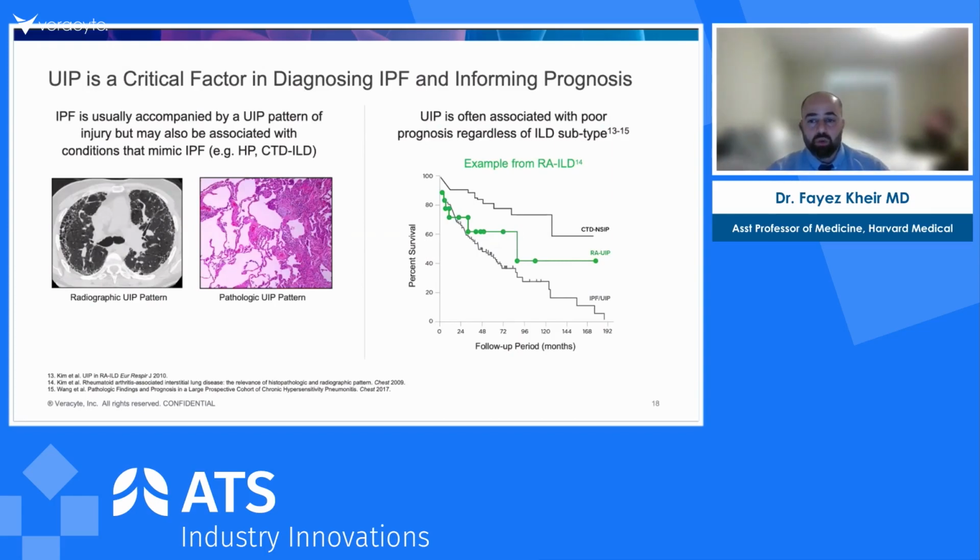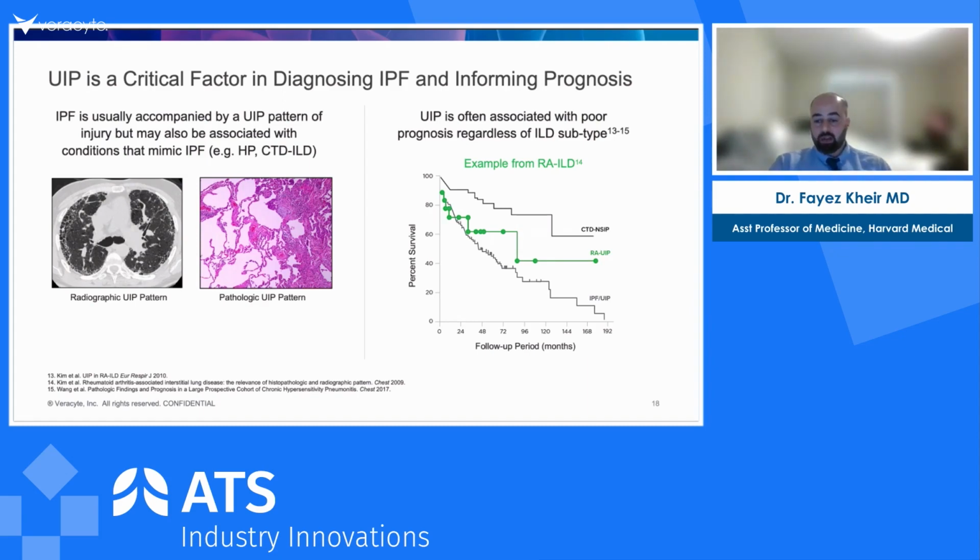So it's important to remember also that UIP is a pathological diagnosis. Although UIP is associated with IPF, UIP can be present in many other non-IPF diagnoses. Fibrotic HP or connective tissue disease ILD can have a UIP pattern. Regardless of the clinical diagnosis, we know that unfortunately UIP is associated with a poor prognosis.